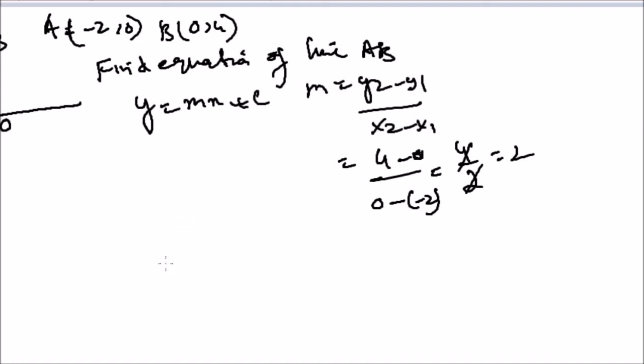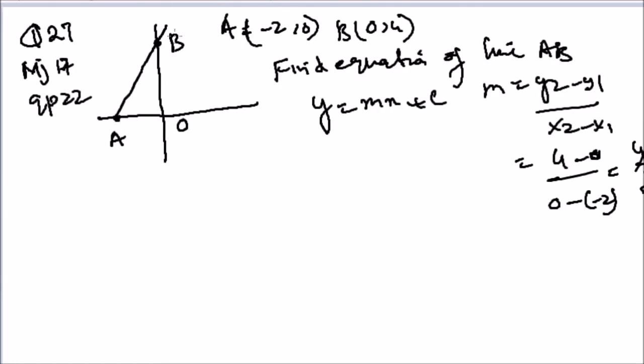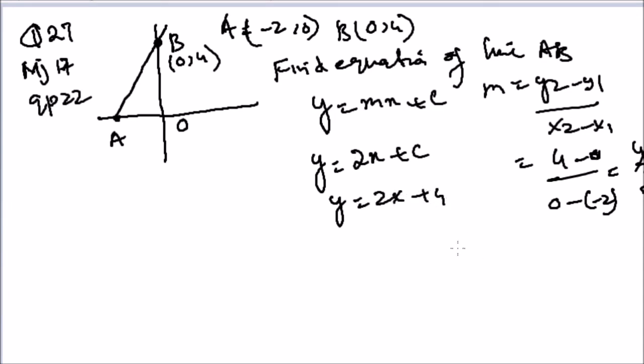Now, since you can see here, the line is passing through this point, and that point is the y-intercept. So y is equal to 2x plus c. For c, we input the y value of this point, because 4 is the y-intercept. So y is equal to 2x plus 4. That's the result for part A of this question.